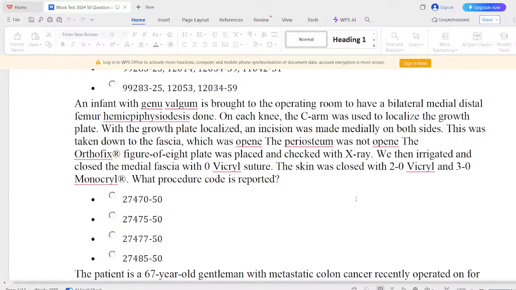Akash, Venu, option D. So for this question, the present question, the answer is option D, 27485 with modifier 50.